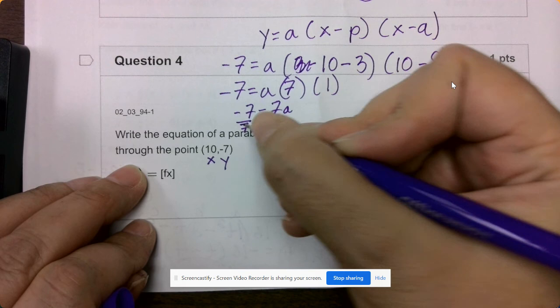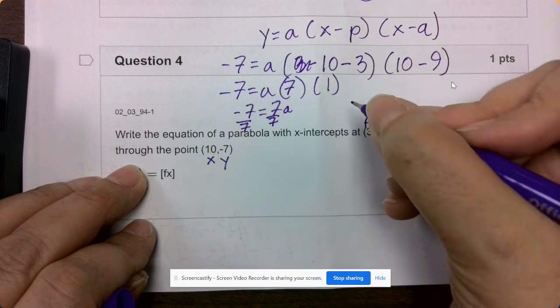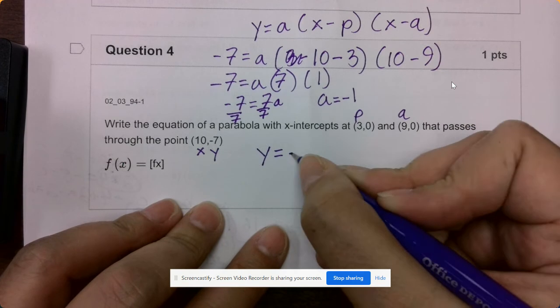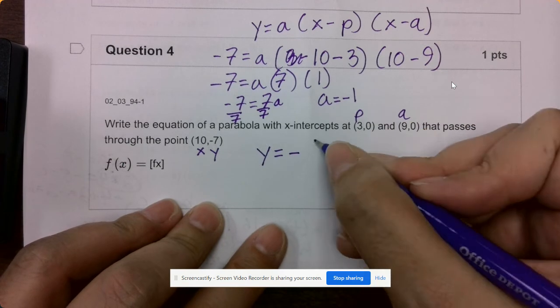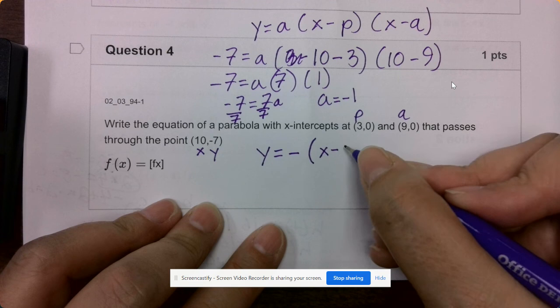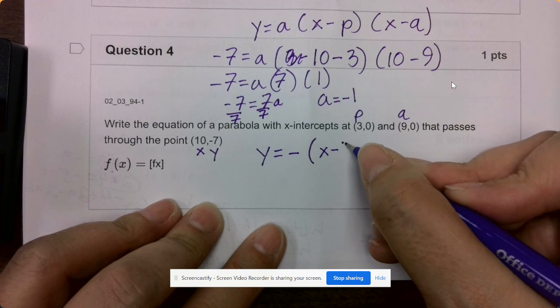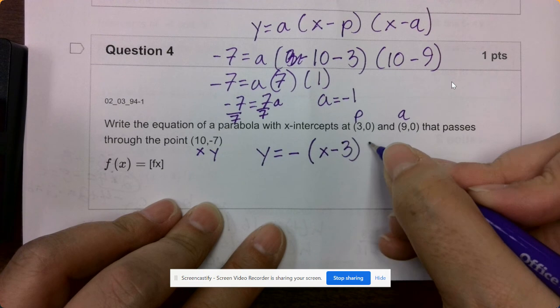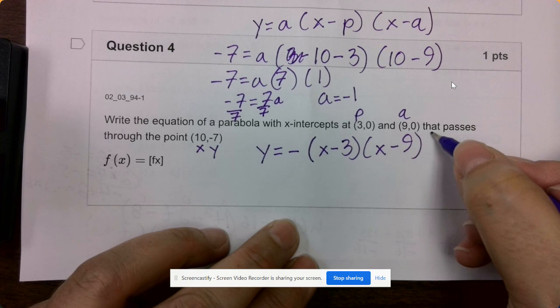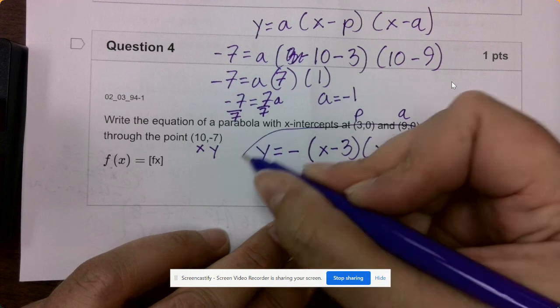Okay. Now we're going to substitute those back into the equation, everybody. So I'm going to go y is equal to negative 1. Remember, we just put the negative sign there. X minus p, which is 3. X minus q, which is 9. Okay, and everybody, that would be our equation for this in factored form.